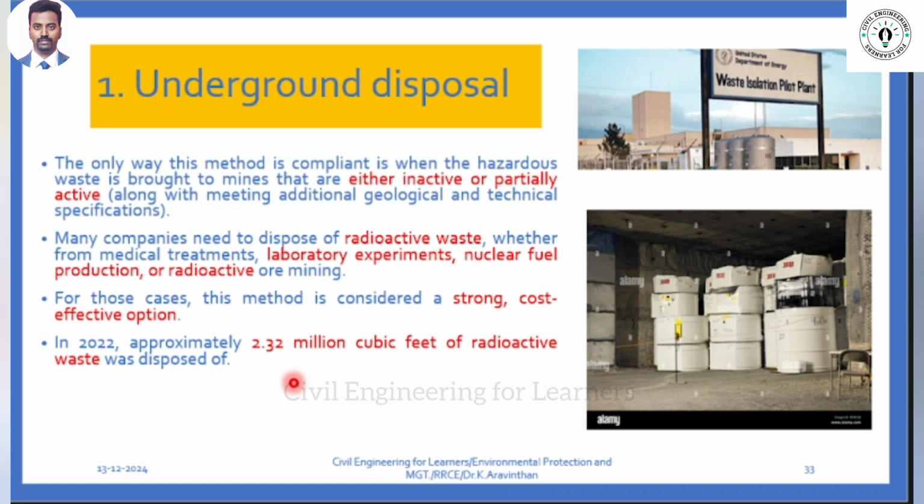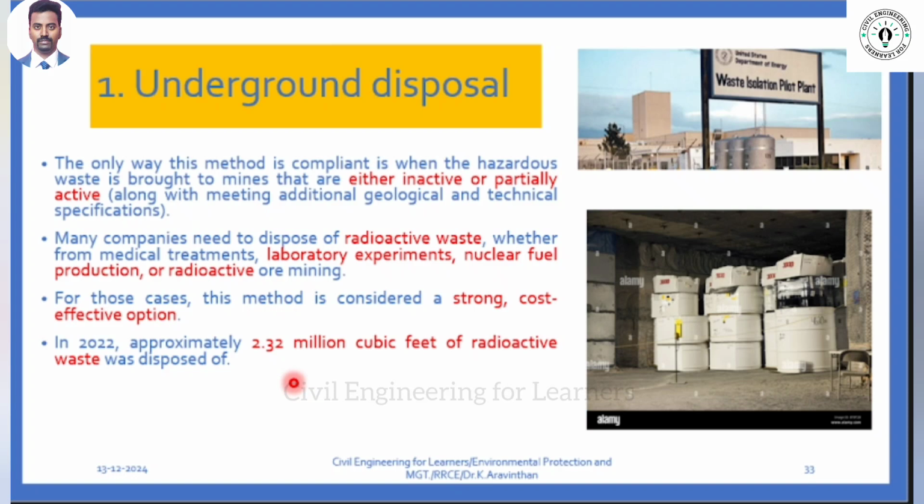2.32 million cubic feet. That much nuclear waste is being dumped underground. Now throughout the world, which country do you think has the most nuclear power plants? United States. The United States has more than 30 nuclear power plants.